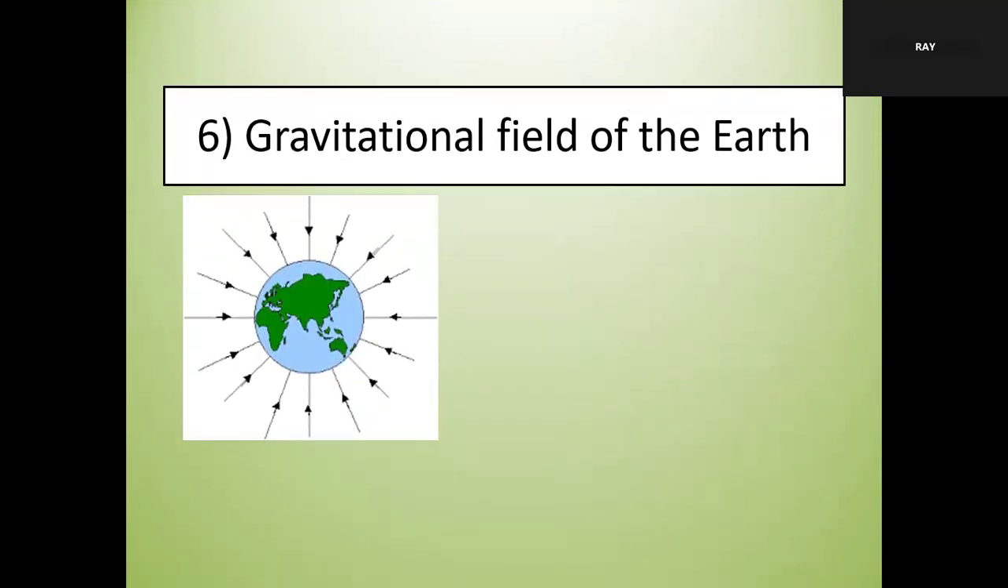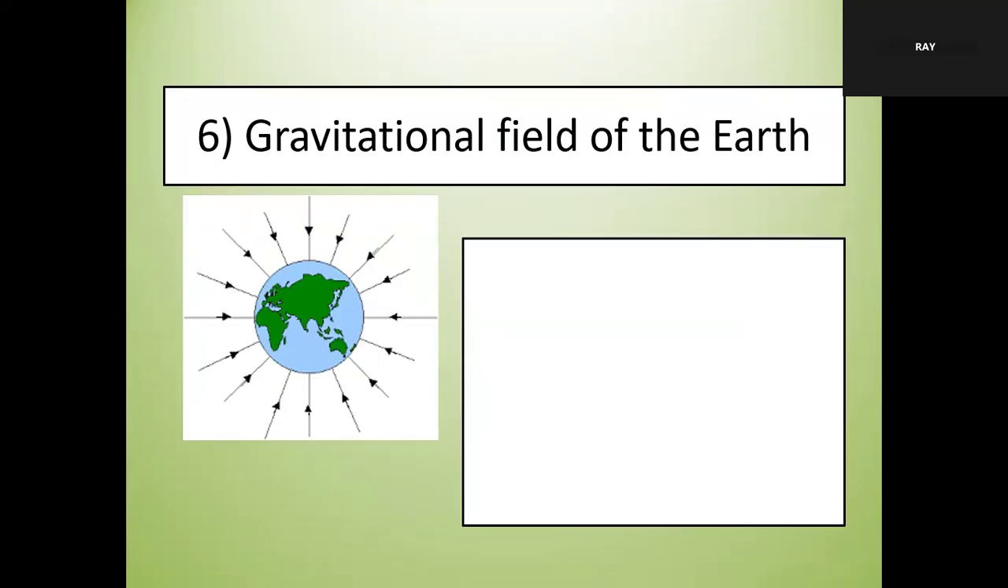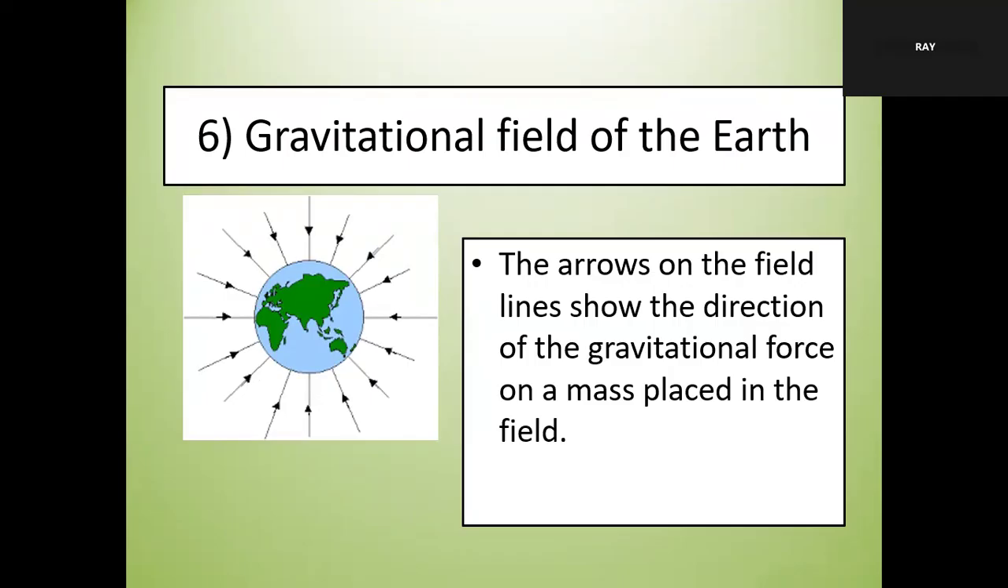The lines of force all point towards the center of the Earth. The arrows on the field lines show the direction of gravitational force on a mass placed in the field. It tells us that if you put a mass at any point on the line, it will move along the line to the surface of the Earth. Where the field is stronger, the lines are closer, same as in an electric field. Where it is weaker, the lines are further apart.